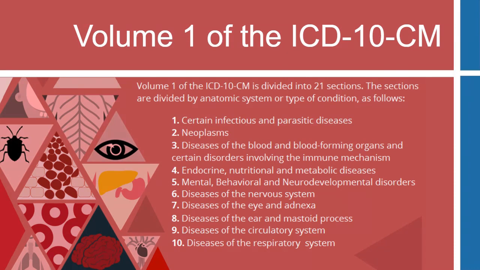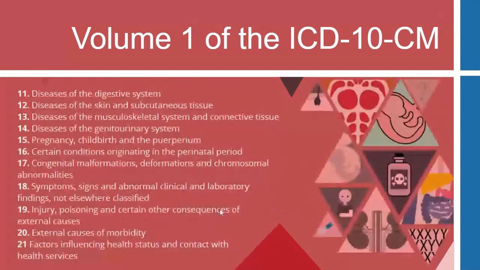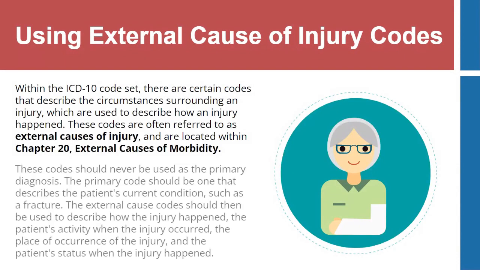Now, volume 1 is broken down numerically, and there's 21 sections. This slide just breaks down some of those sections. You have certain infections and parasitic diseases, disease of the eye and the adnexa, disease of the ear, disease of the circulatory system, and then 11 through 21 is here: digestive system, childbirth, injury, external causes. These are the 21 sections. Those of you that are going to get into billing and coding will go into more detail with those things, so we're not going to touch on that here.